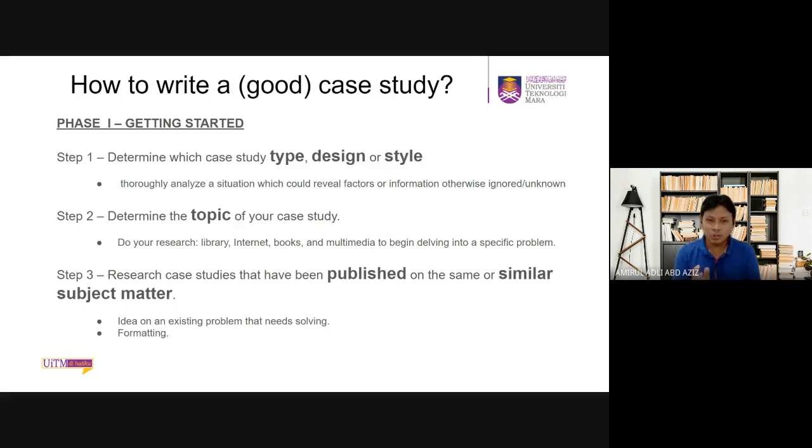The technique to write a good case study is divided into a few phases. Phase 1, getting started. Not yet starting, just getting started. The engine isn't started yet, we're just looking for the key. You have to plan early. So step 1, determine which case study type, design or style.